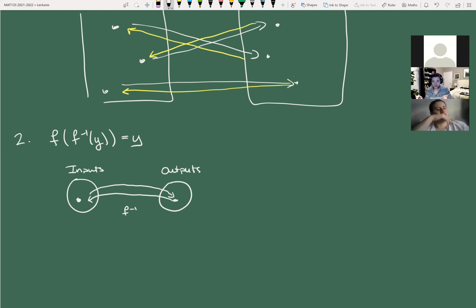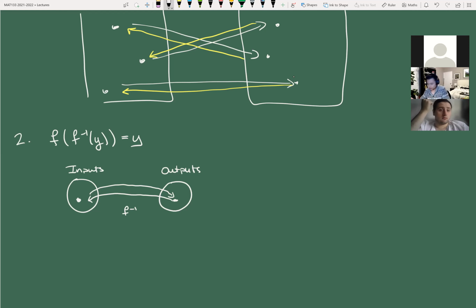Does that make sense? Is everyone okay with how it goes one direction and then you turn the arrow around and you just come right back? So you end up exactly where you started. Everyone okay? Are there any questions about that?